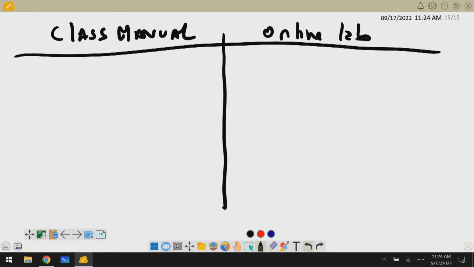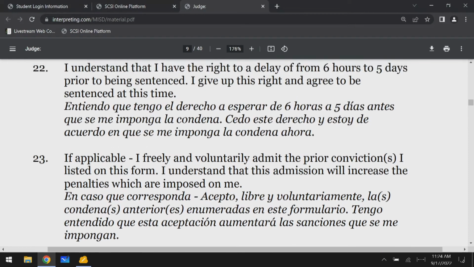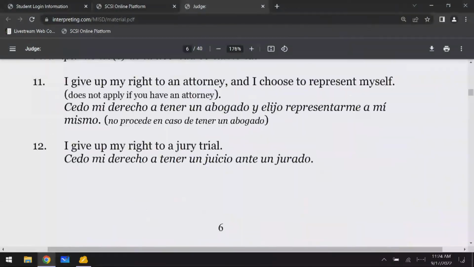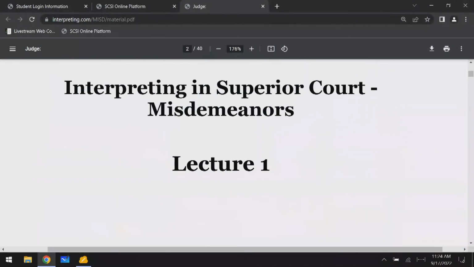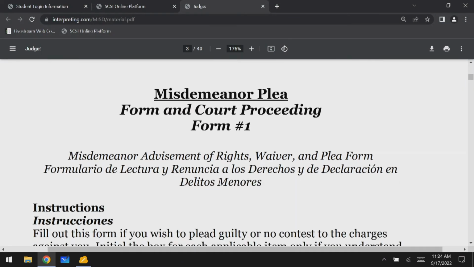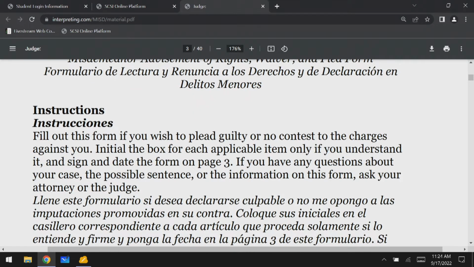So, the class manual and online lab. I just explained for lecture 1 what's in the class manual. So technically, for next week, you have to study this form from lecture 1. And how do you study this? Well, you basically identify all the English expressions. Look at it from the point of view of a whole sentence more than individual words, or maybe a combination of words, like "initial the box for each applicable item." That might be one box.